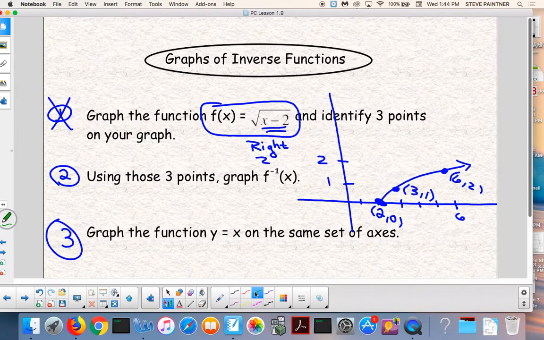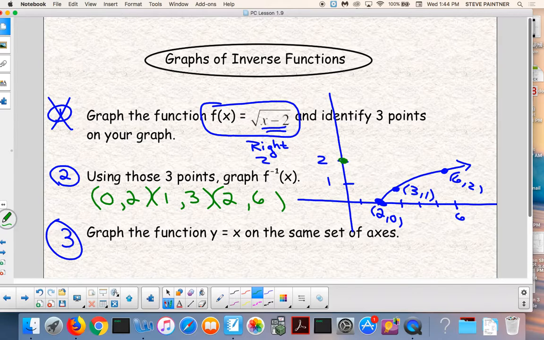This might have been really hard for you because you don't know what to do, or this could have been really easy. What do you know about functions and their inverse? Switch x and y, yeah. So all you have to do is take your function, take all your points on your function, and do what? Switch them. So 2, 0, 1, 3, 2, 6. Just plot them and connect them and see what happens.